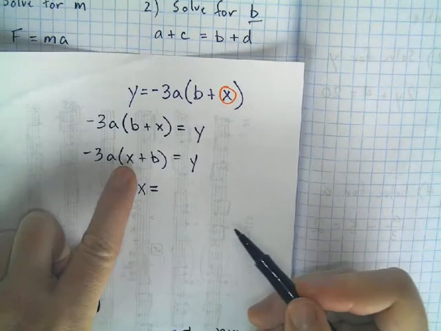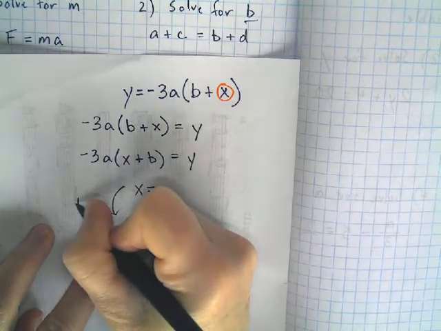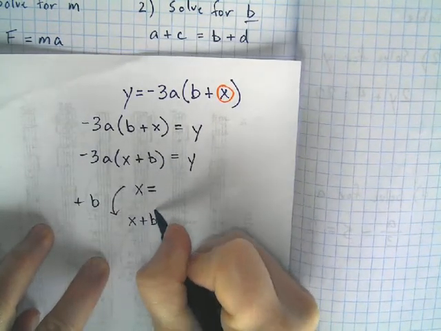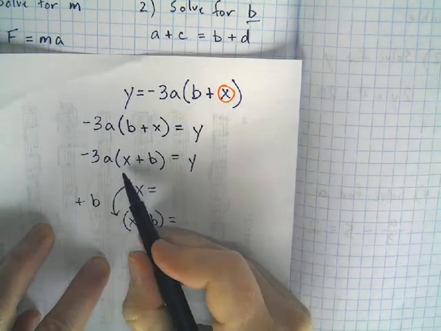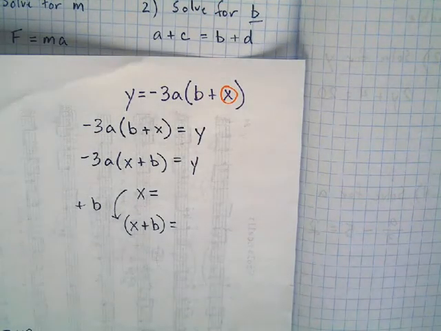Now what's happening to the x? It's being added by b. That gets me x plus b. Go ahead and put the parentheses on it. Then what's happening to it? It's being multiplied. It's being multiplied by 2 things.